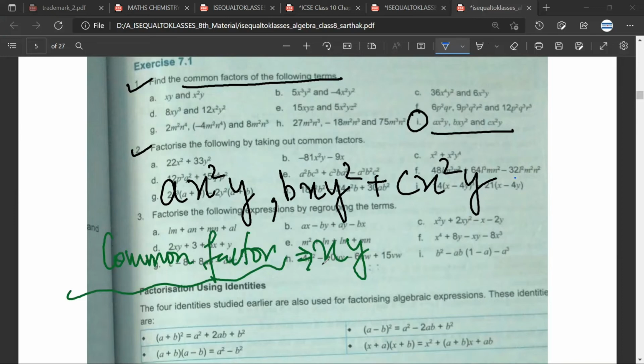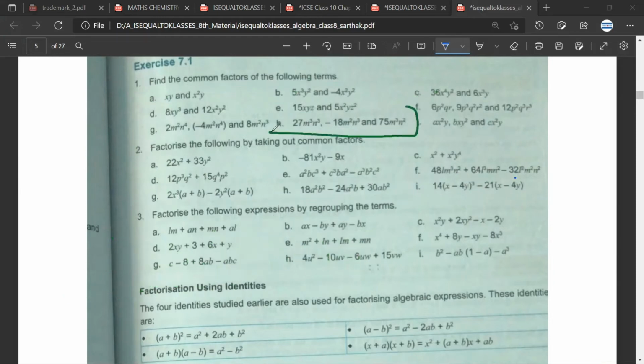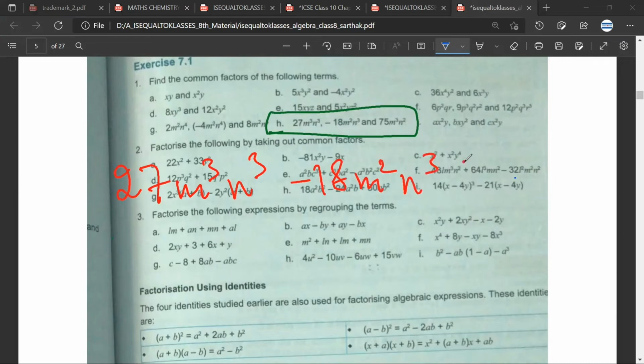So you will be given 2 or 3 terms. For example, they'll give you 2 terms here, 2 terms here, 2 terms here, and 3 terms here. Now all that you need to do is just take the common factor out. Any doubt, Mr. Sarthak? No. If you look at this part, you'll have to do 2 things. If you look closely, you'll have to actually do 2 things. So 27 m cube minus 18 m square n cube, 75 m cube n square. Mr. Sarthak, have I copied it correctly?